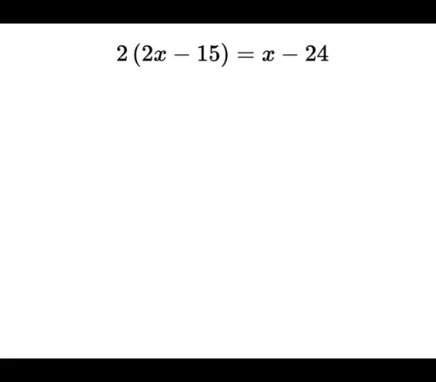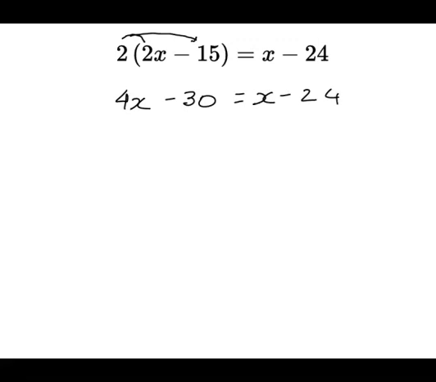For this question, it's 2 multiplied by everything inside this bracket. So it's 2 times 2x and 2 multiplied by minus 15. So 2 times 2x is 4x. 2 times minus 15 is minus 30, which is equal to x take away 24.